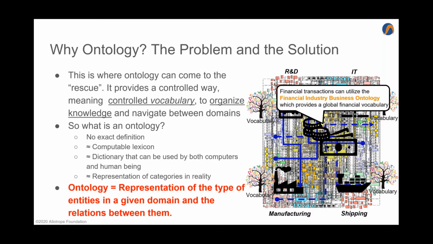So what is exactly an ontology? Is it a computable lexicon? Is it a dictionary that can be used by both computers and human beings? Let's settle down for now that it is a representation of type of entities in a given domain. Again, type of entities in a given domain and the relation between them.